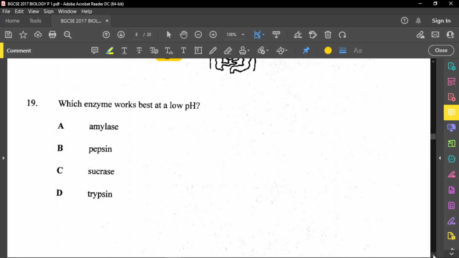All right, do not ignore them. Make sure you know as much about the systems as best as you possibly can. All right, so 19 now. Question 19. It says, which enzyme works best in low pH?